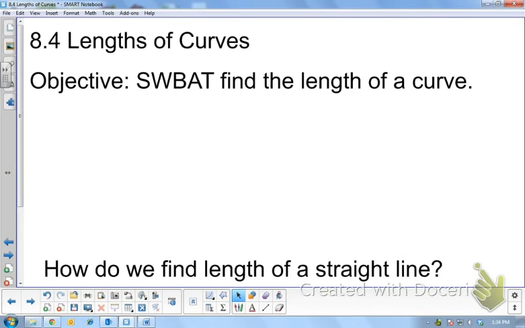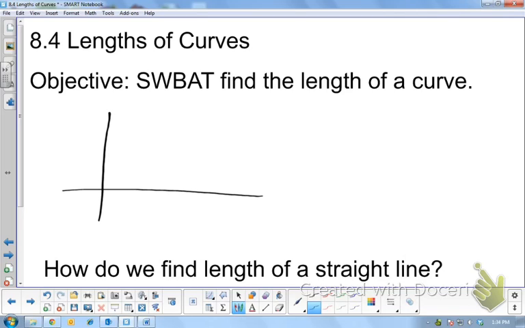So today we're going to find lengths of curves. If I have a random curve and I want to find its length, well, right now we don't know how to find the length of something that is curved unless it's a circle. How do I find the length of the outside of a circle? Circumference, 2 pi r. But I could approximate.